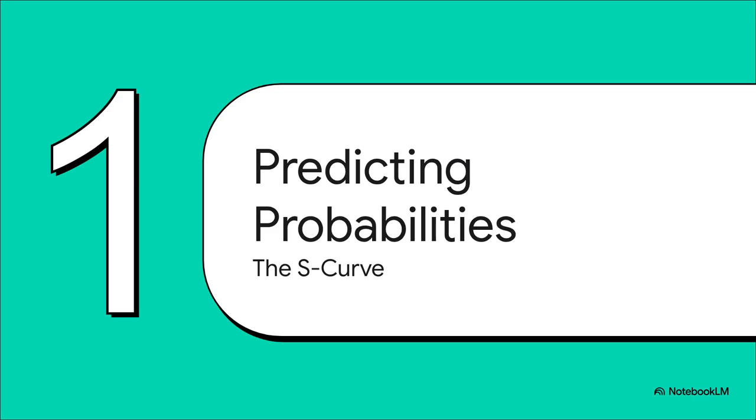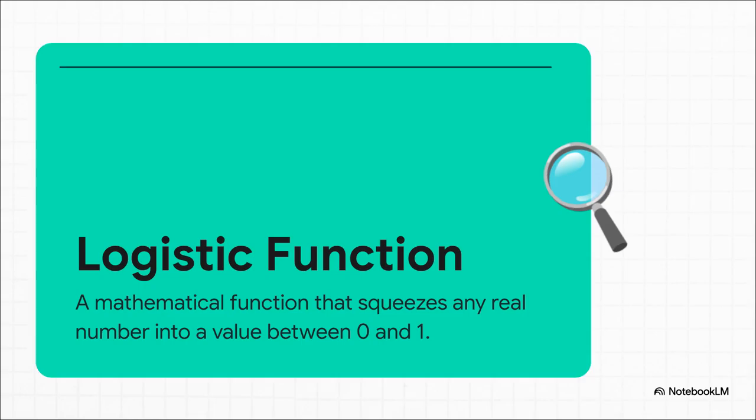Instead of just drawing some hard line in the sand between yes and no, it gives us the probability of an outcome. And the secret weapon it uses to do this? It's a surprisingly elegant S-shaped curve. So, how on earth do you take any number, positive, negative, huge, tiny, and just swoosh it into a neat probability between 0 and 1?